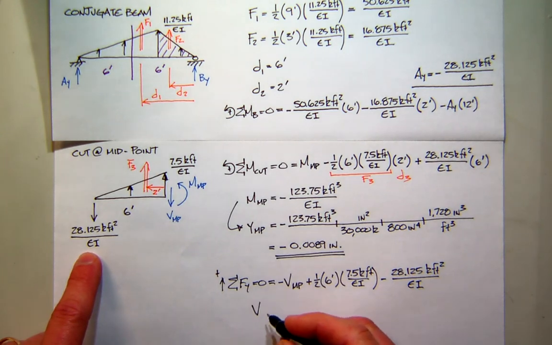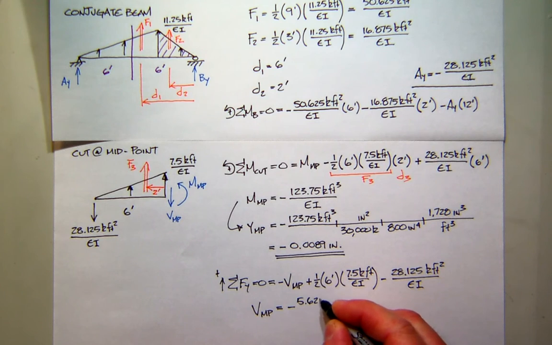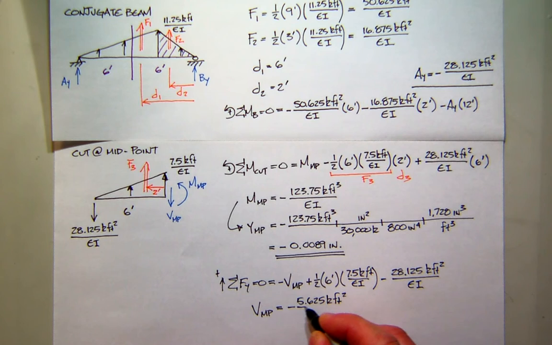So when I solve for the shear at the midpoint, it looks like I'm going to get a positive value. No, a negative value. What is that number? Negative 5.65. That's pretty small. Anybody else get that? 5.625? Yep. Okay, so 5.625, and this will be kip feet squared over EI.